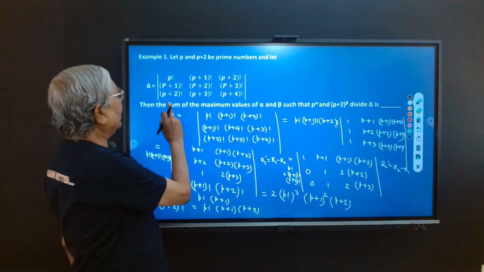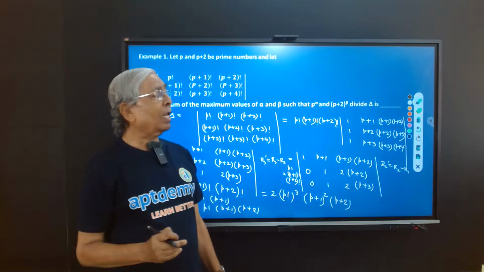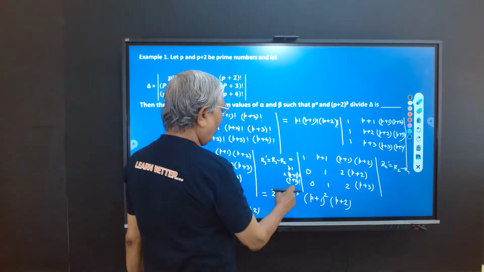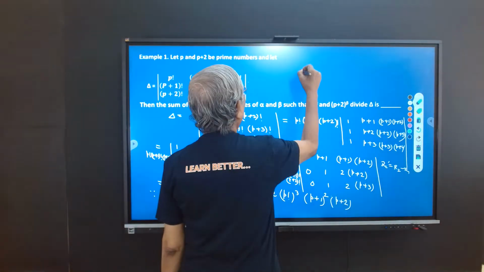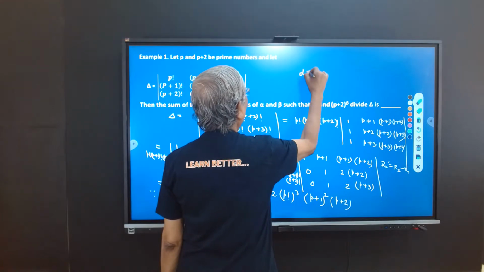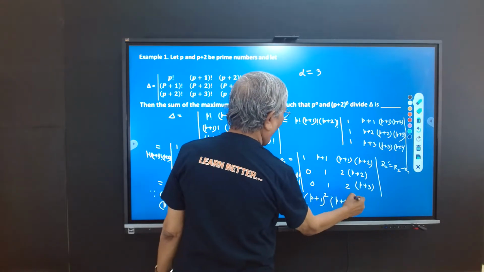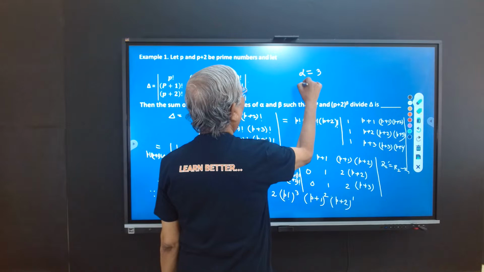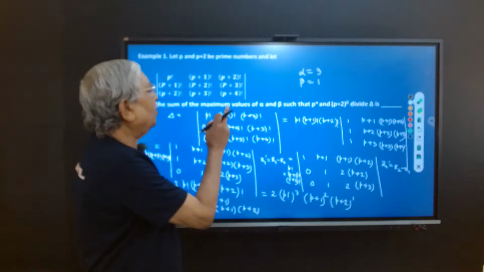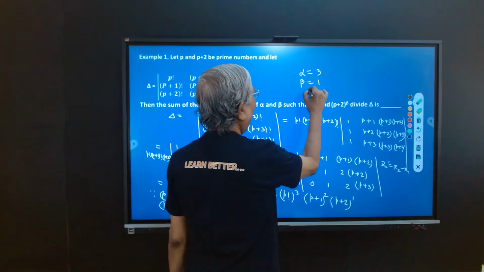So here, the sum of the maximum values of alpha and beta such that p to the power alpha and p plus 2 whole to the power beta divide delta. What is p to the power alpha? This is p to the power 3, so the value of alpha will be equal to 3. If you compare p plus 2 whole to the power 1, what is the value of beta? Beta is equal to 1. So the sum of the maximum values of alpha and beta is alpha plus beta.